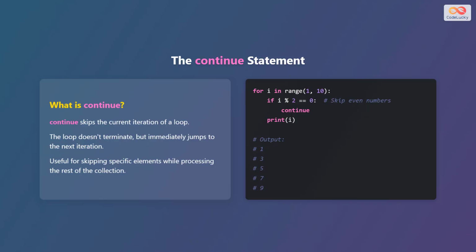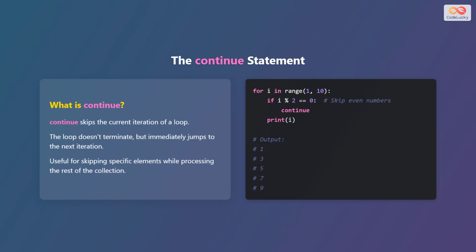Now let's talk about the continue statement. What is continue? Continue skips the current iteration of a loop. The loop doesn't terminate, but immediately jumps to the next iteration. It is useful for skipping specific elements while processing the rest of the collection.